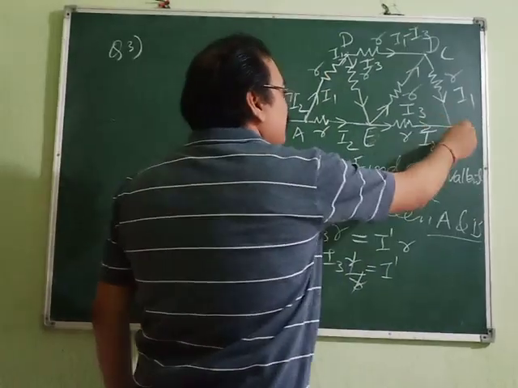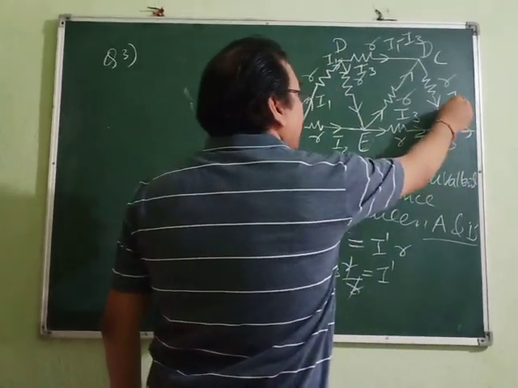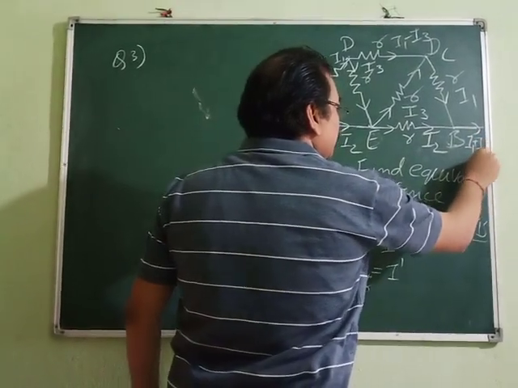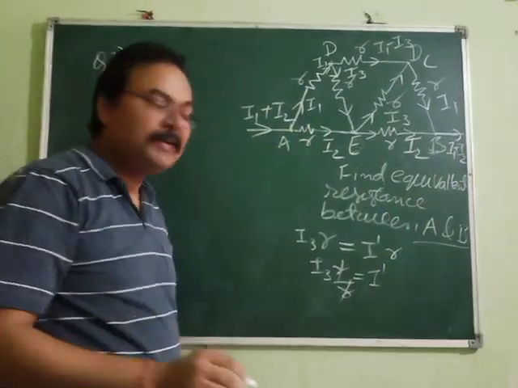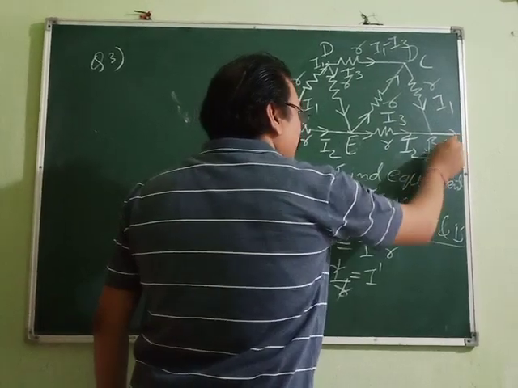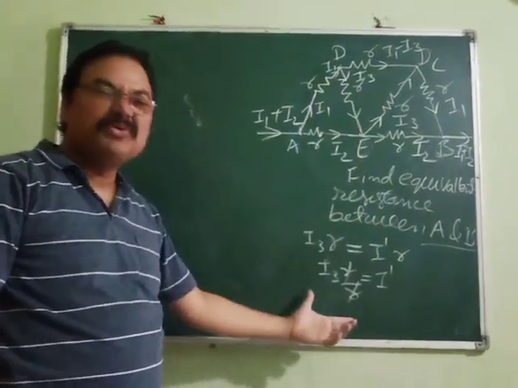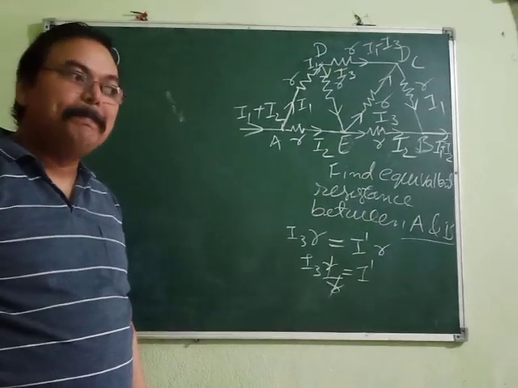Okay. And through again, here what we are getting? I1 plus I2. I1 plus I2. Okay. Clear? This is the way of flow of current. There was a small trick that we have to use the concept of parallel combination.